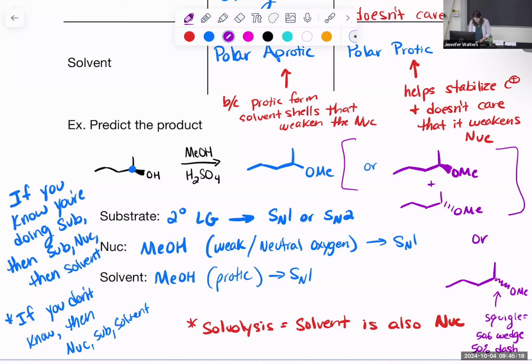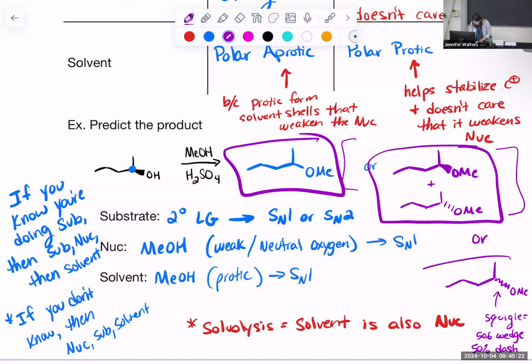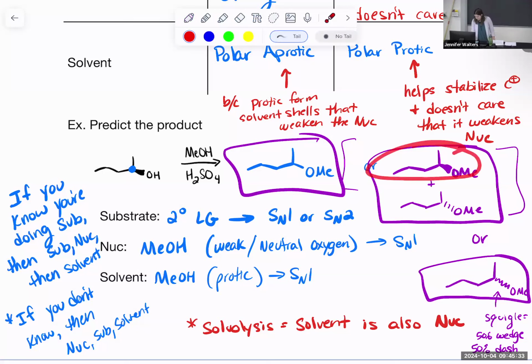Either doing this one, these, or this. All three of those are correct answers. If you showed just one wedge or just one dash, if you only did one of these, then that would be incorrect. It's both, because we get racemization with SN1. Right? Does that process make sense? Are you able to draw those conclusions? Okay.